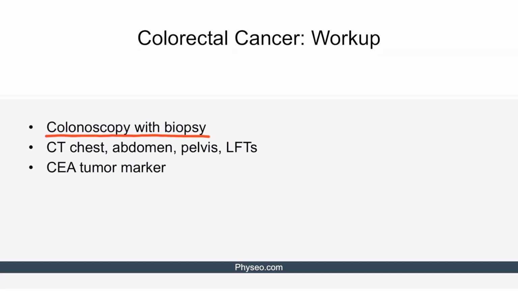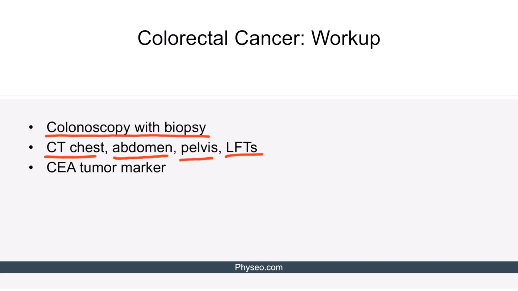And for this, to stage, the most widely used investigations are CT scan of the chest, because you're looking for lung mets, and CT of the abdomen and pelvis, as well as liver function tests to rule out liver and other abdominal and pelvic organ metastases.